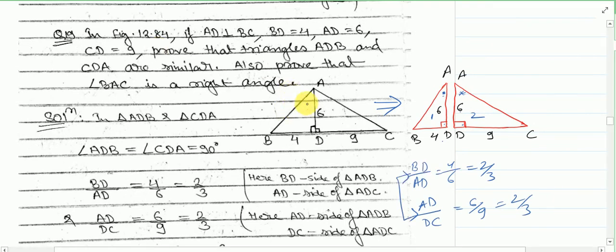Okay, now suppose, first part is done, showing that these two are similar. First part is done. Now we need to show that this whole angle is 90 degree. Okay, so suppose this is x degree, then this will be 90 minus x. Now what we will do is, since these two triangles, let's say this is triangle 1, this is triangle 2, are similar, corresponding angles are going to be equal.